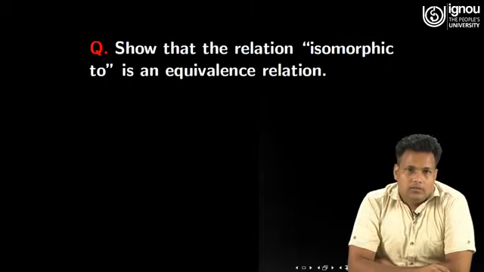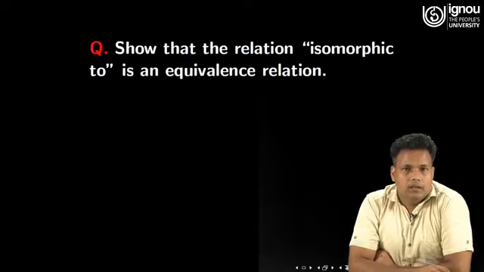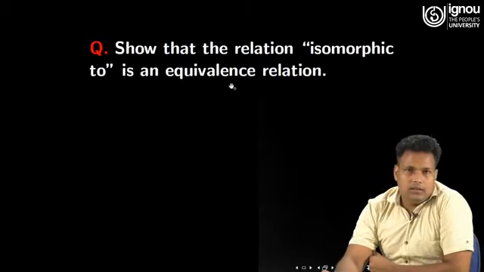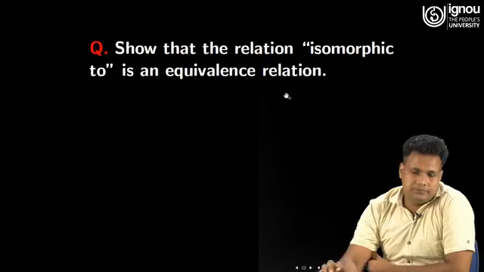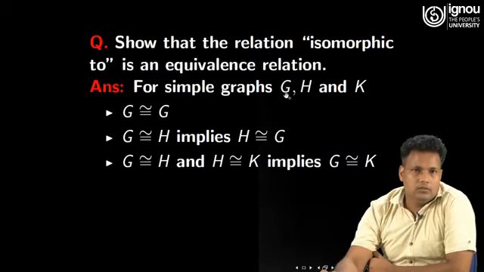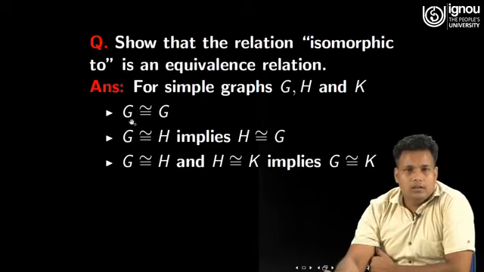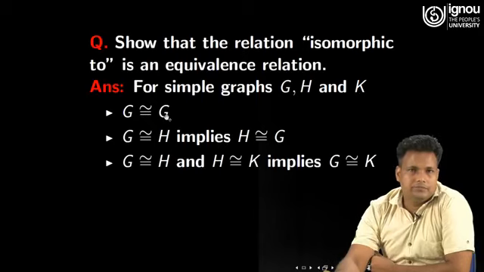Let's look at another question. Show that the relation isomorphic to is an equivalence relation. It is clear that any graph is isomorphic to itself. So let's consider any three graphs G, H and K. So it is clear that G is isomorphic to G.